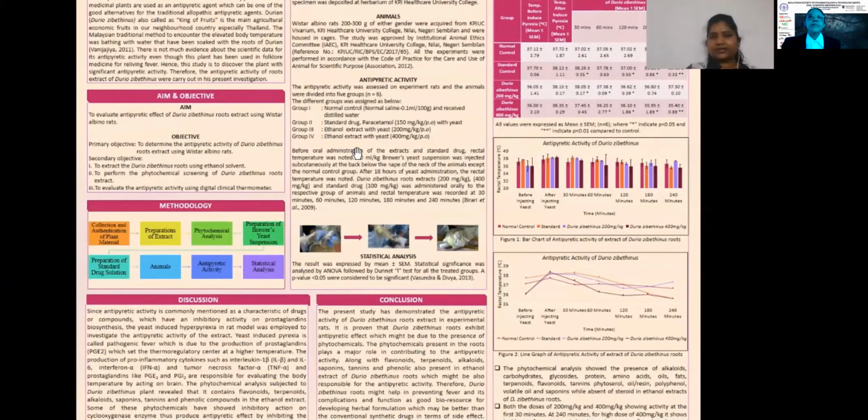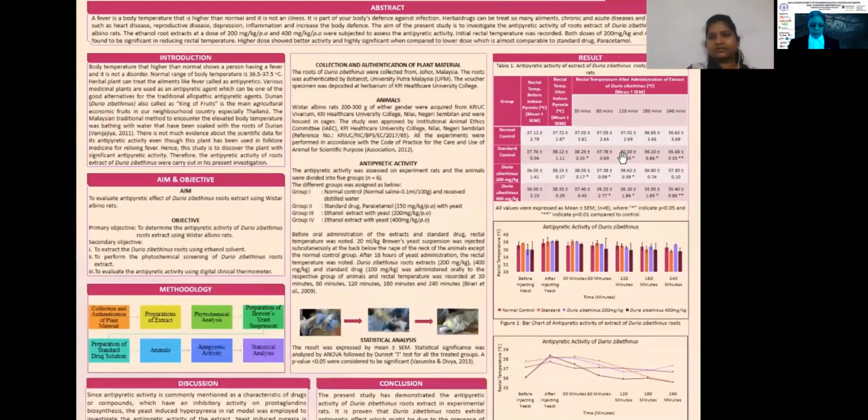This is our grouping of animals, where we divided them into 4 groups. Except for the normal control, all other groups were given the yeast extract. After 18 hours, we selected whichever animals had the high temperature.